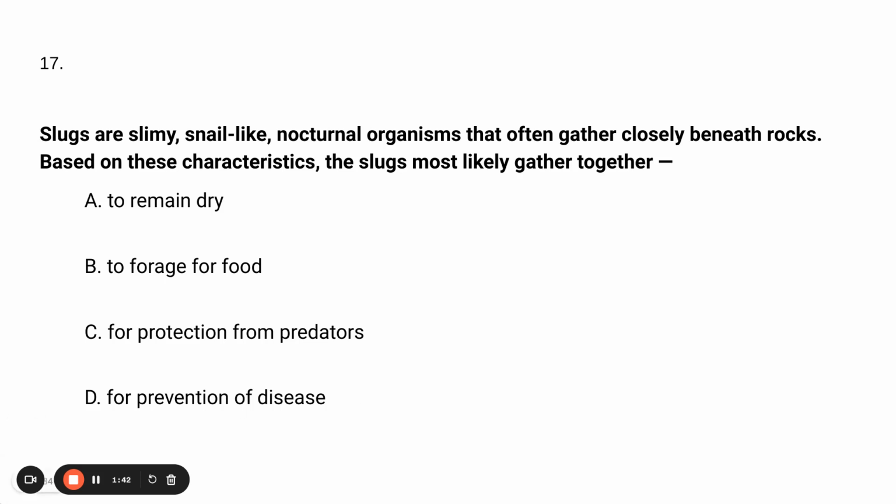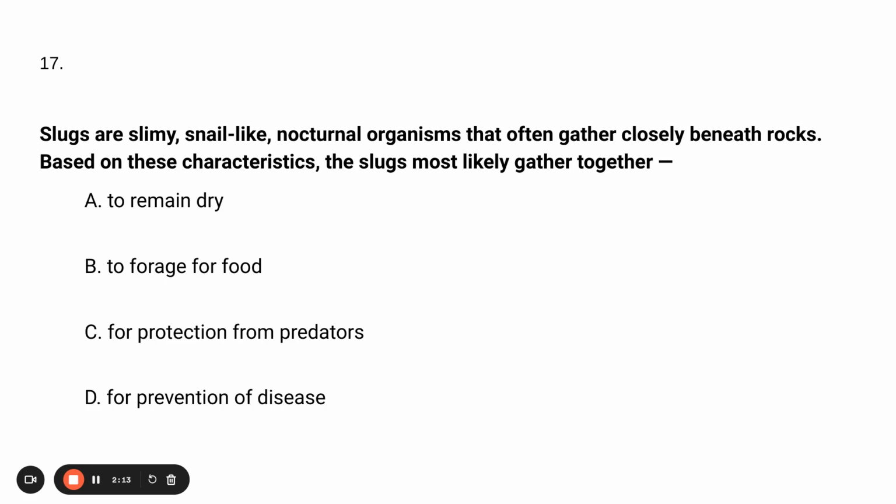Number 17. Slugs are slimy, snail-like nocturnal organisms that often gather closely beneath rocks. Based on these characteristics, the slugs most likely gather together, A, to remain dry. Why would a slug want to remain dry? They're slimy. A's out. B, to forage for food. So if they're hunting for food and they're all together, then that probably is going to increase competition. So B's out.